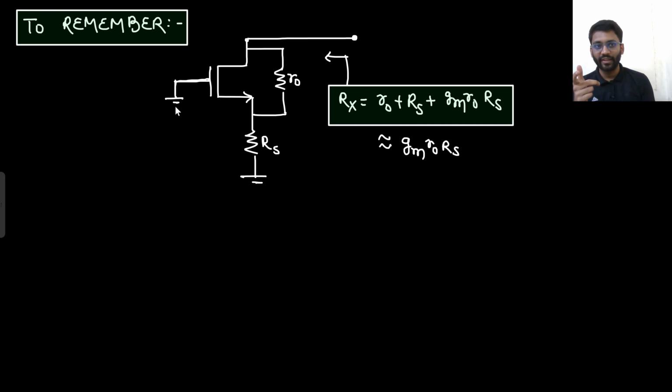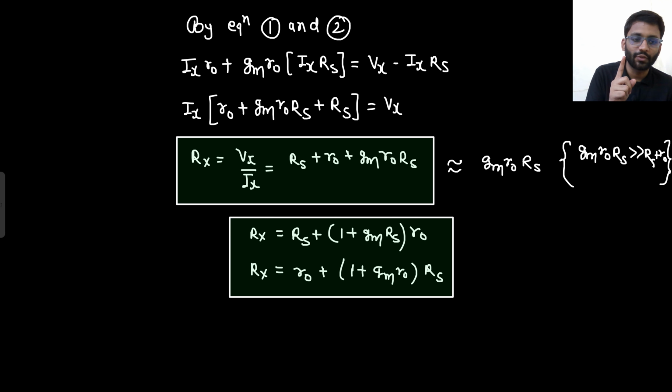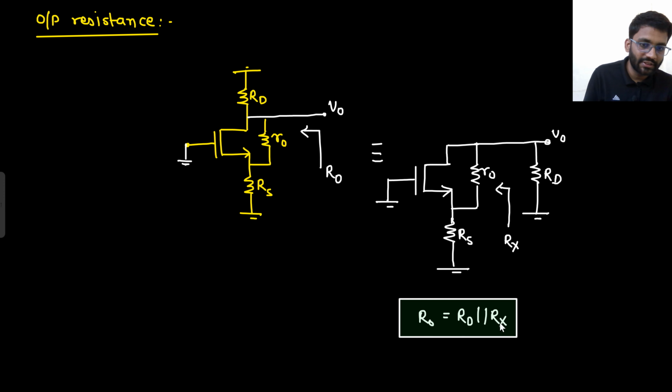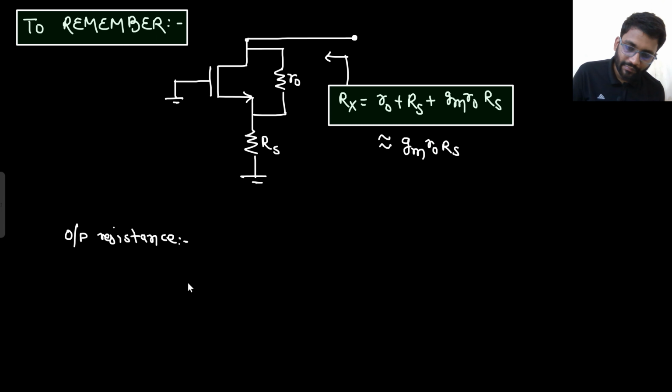So we will see it once again when we study common gate amplifier. In common gate, what do we do? We apply input here and get output here. So this will be the output resistance of common gate amplifier, right? But for now, we are studying common source amplifier with degeneration. So we are calculating the output resistance of common source amplifier with degeneration. So our output resistance was RD parallel with Rx. And what did we find the value of Rx? That is R0 plus Rs plus Gm R0 Rs.